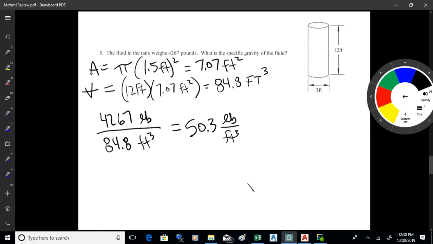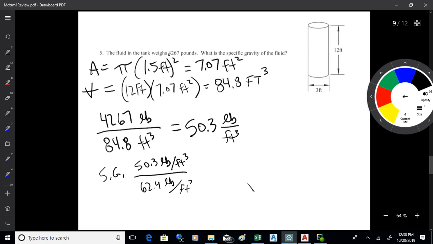Okay. So now what I want to do next is compare this number to water. And the number for water is there on the left, upper left-hand corner. So if I want the specific gravity, what I'm going to do, I'm going to take 50.3 and divide it by the standard, which is water, which is usually taken to be 62.4. Okay. So that's 0.806. And it does have units?